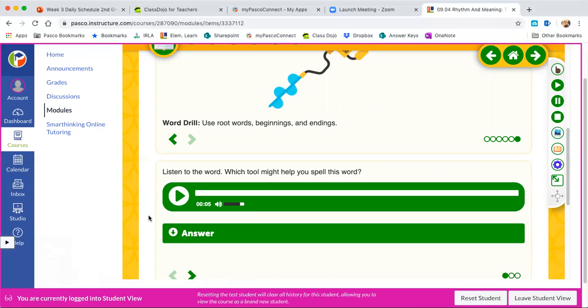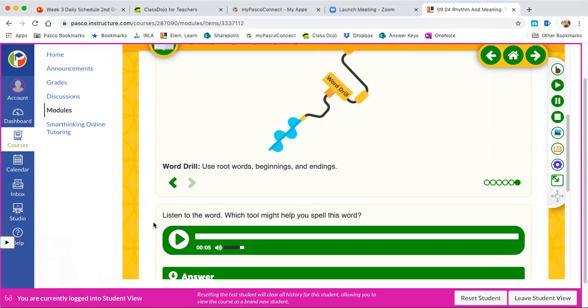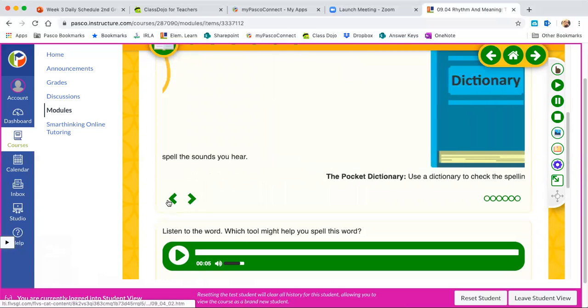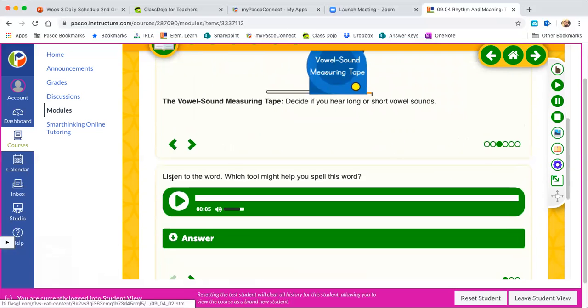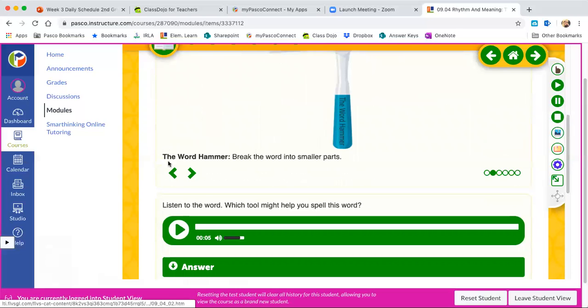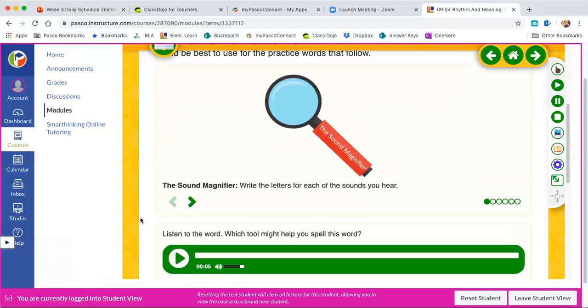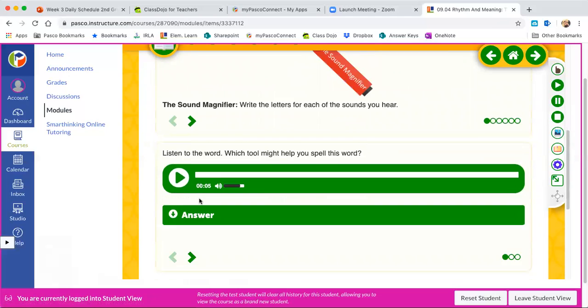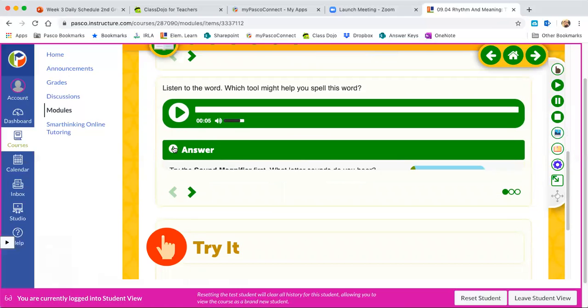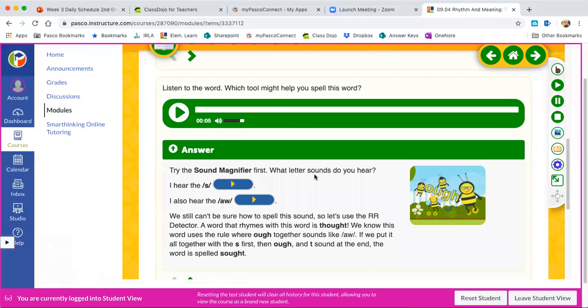S-A-T. Sought. So if I look back through my tools and I think, which tool would be the most helpful for listening to the sounds in that word and figuring out what the whole word says together? And if you go down here, they're going to help you out. The sound magnifier. What letter sounds do you hear? Well, at the beginning we heard S. That's easy. That's an S.